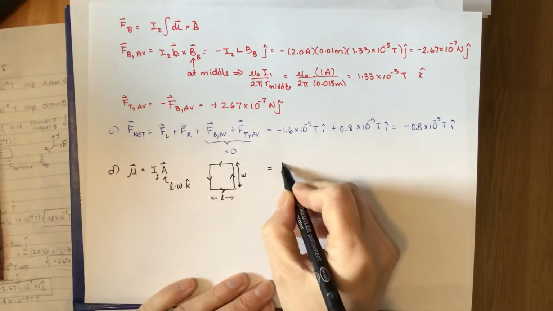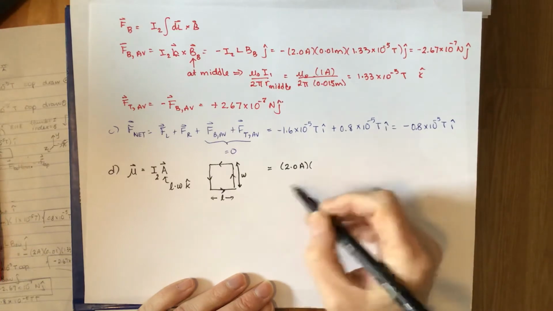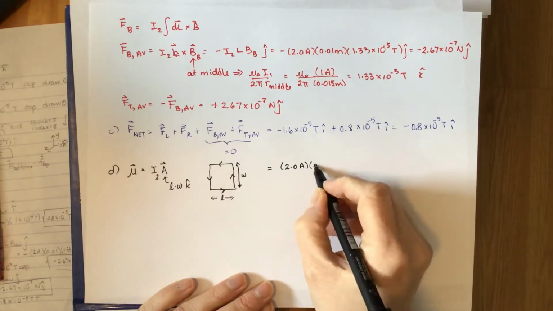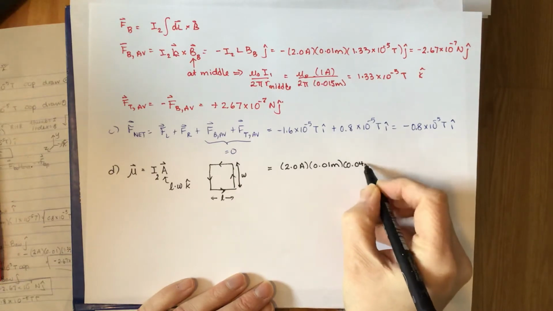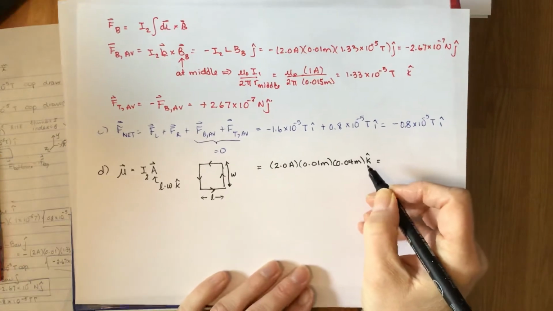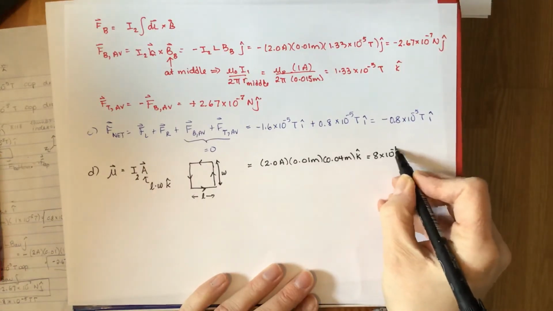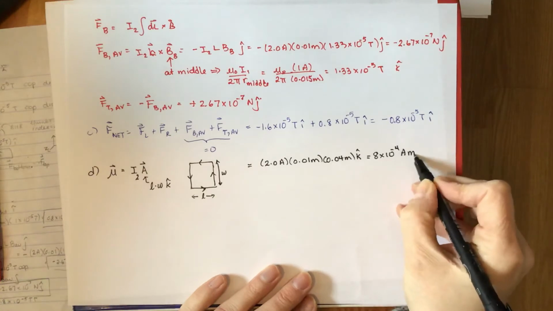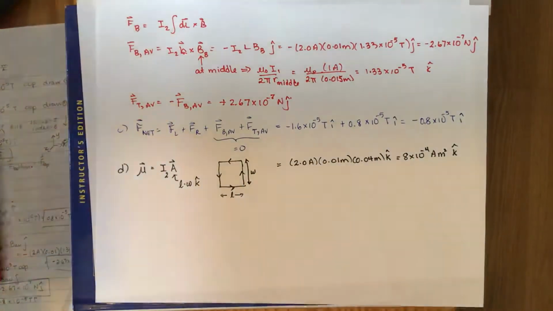So our magnetic moment there is 2 amps. The length is 1 centimeter. The width is 4 centimeters. Direction is k hat. So the magnetic moment then is 8 times 10 to the minus 4 amps times meters squared k. And there's the magnetic moment.